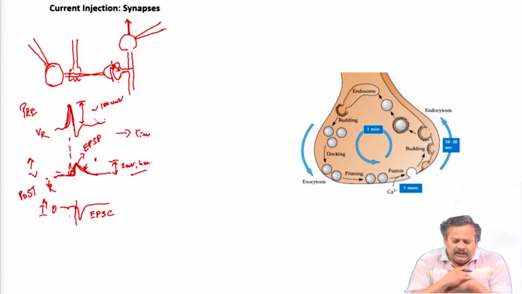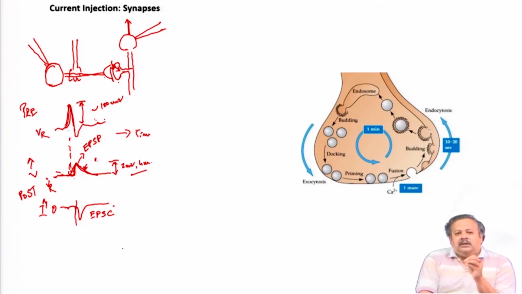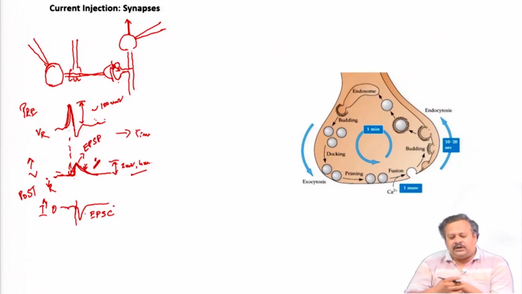In this case, what we are measuring is the effect of the spike in the presynaptic side as measured by the current injection in the postsynaptic side. And for the EPSP, we are measuring the effect of the presynaptic spike through the voltage change in the postsynaptic side. So, depending on the type of synapse, it is the excitatory postsynaptic potential or excitatory postsynaptic current that we will measure.